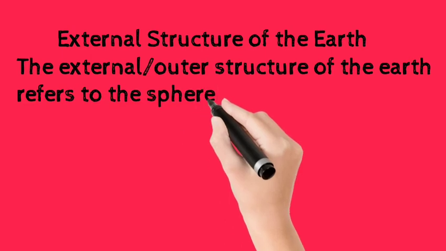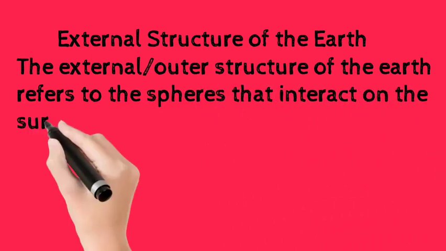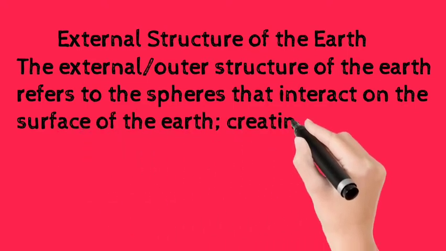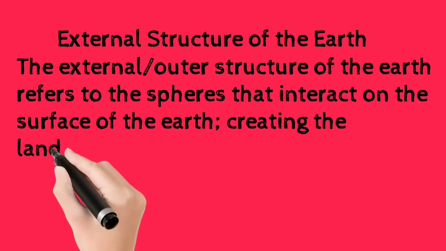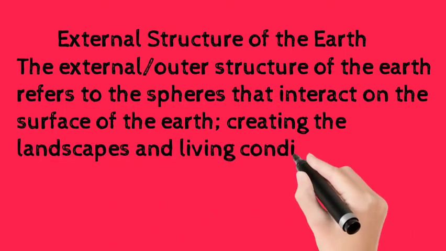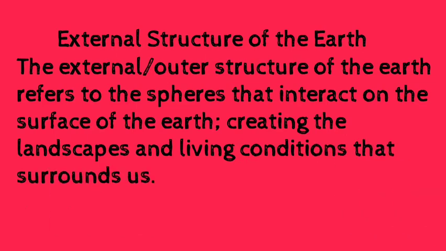What is the external structure of the earth? The external structure of the earth are just simple landforms that support the activities on the earth. They refer to the spheres that interact on the surface of the earth, creating the landscapes and landforms and living conditions that support living on planet Earth.